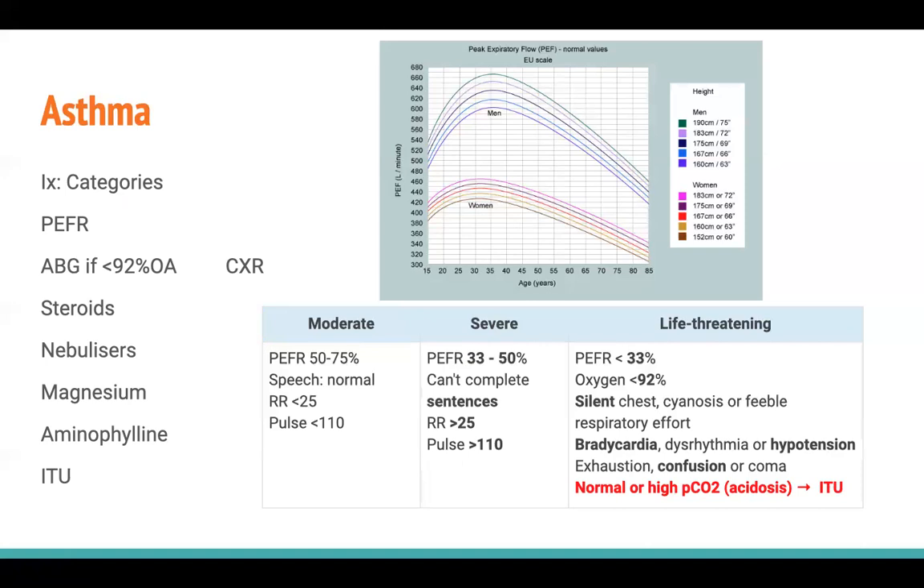It's important to monitor the theophylline levels because sometimes the theophylline levels can be reduced by P450 inhibitors and inducers that they may be co-prescribed.